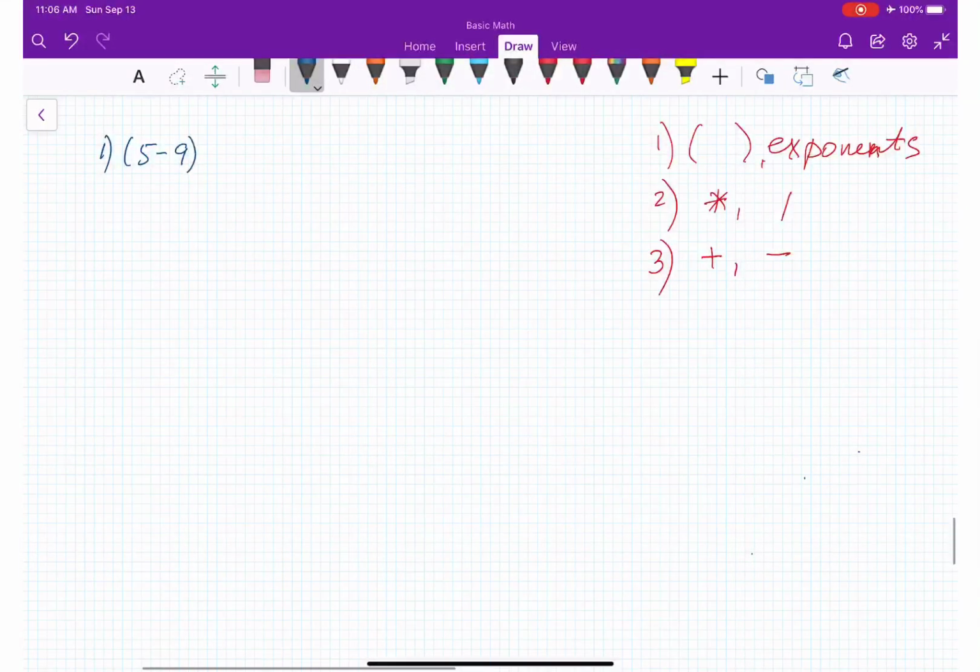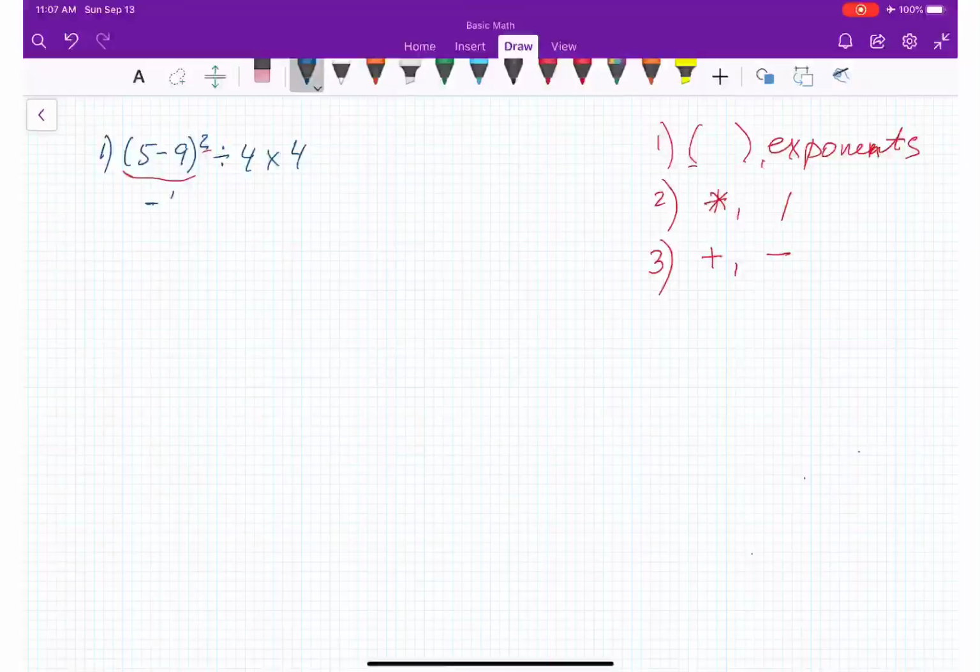5 minus 9 squared plus 4 and divide by 4, I'm sorry, and multiply by 4. So here we have parentheses and exponents. Whichever we said comes first. First come parentheses, we do parentheses. It's going to be 5 minus 9. It's going to be negative 4, right?